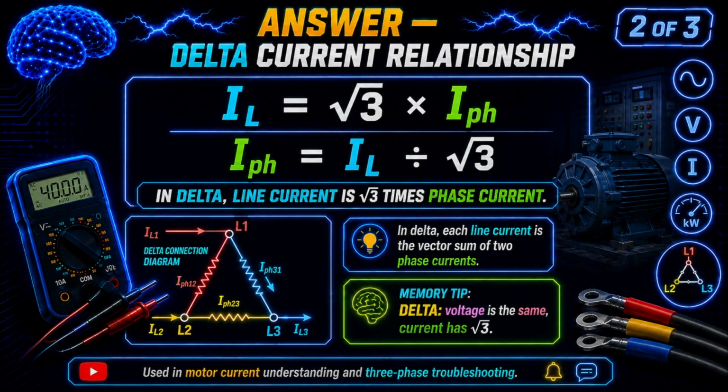In a delta connection, the line current is equal to √3 times the phase current. So, I line equals square root 3 times I phase. And if we want to find phase current, we can rearrange it as I phase equals I line divided by square root 3. So the key point to remember is, in delta, voltage is the same, but current has √3. This happens because each line current is the vector sum of two phase currents.